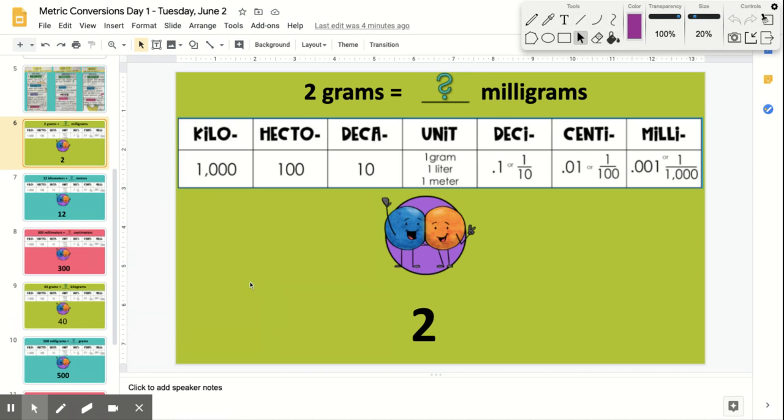So for the first one, you had to convert 2 grams to milligrams. You're going from a bigger unit to a smaller unit, which means your answer should be bigger than 2, because it takes more milligrams to equal 1 gram. Okay, so let me get my writing tool.